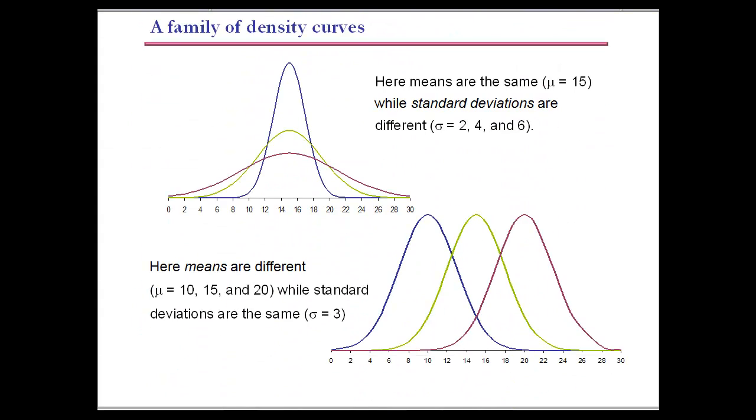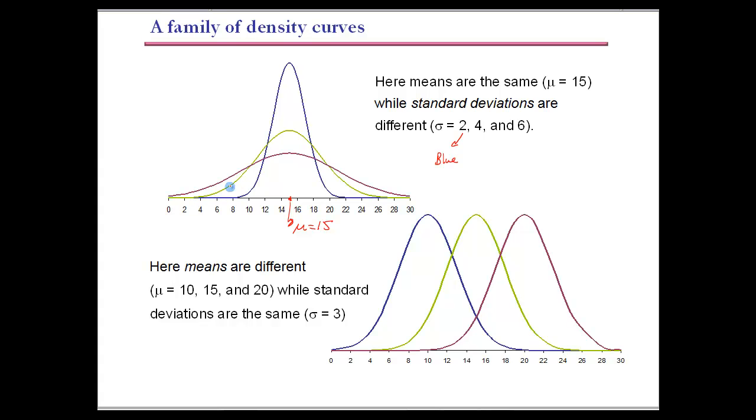So for this particular graph, what we're doing here is we're comparing these three curves. I have a blue, a green, and a red curve here. And if you notice, they're all centered right down here at 15. So here, mu equals 15. Now, they're all at the same mean, but they all have a different spread. The blue curve has the least amount of spread, so it would have the smallest standard deviation. So this would be the blue curve.